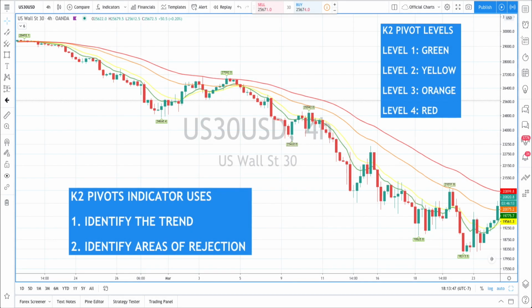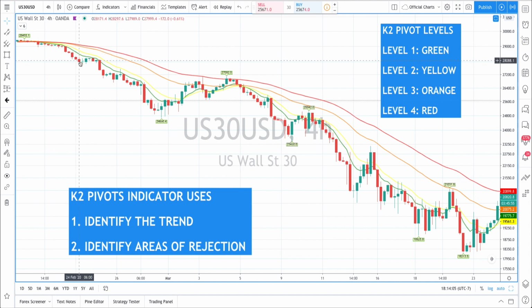Today I'm going to be going over the K2 Pivots indicator, and I'm going to be giving you guys a general overview as to how this indicator can be used. So first, you can use this indicator to identify the trend, and you can do so by identifying where price is with regard to the K2 pivots.